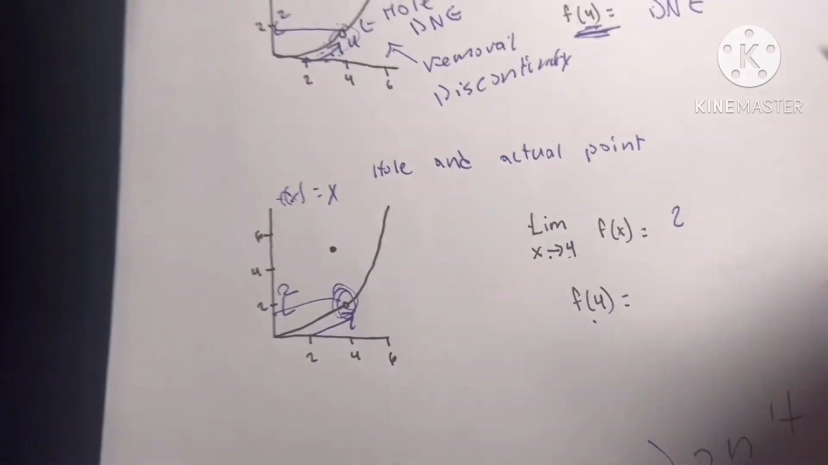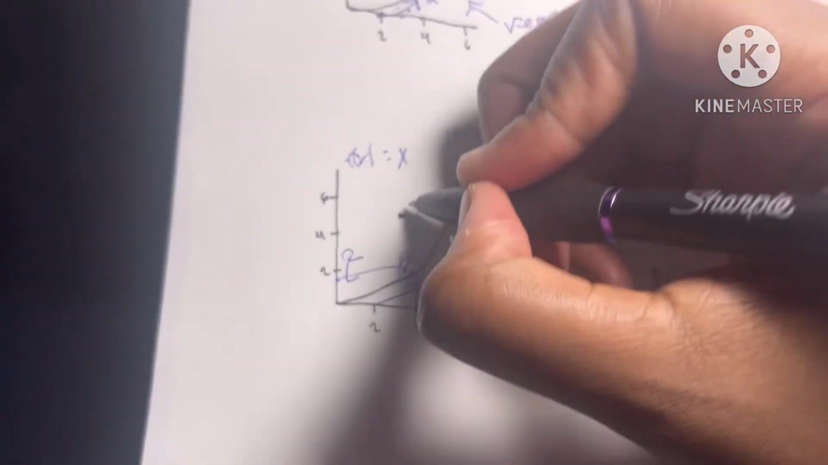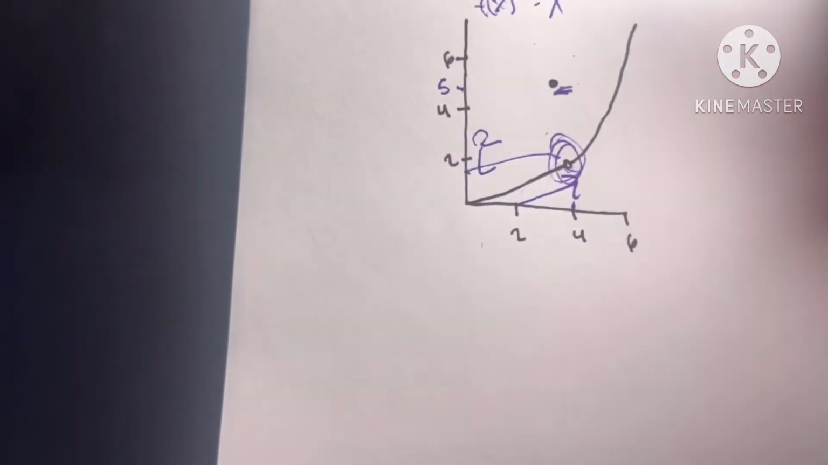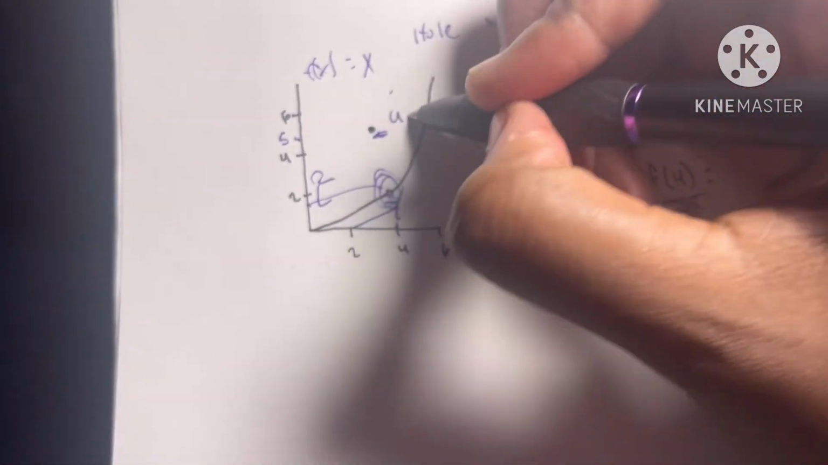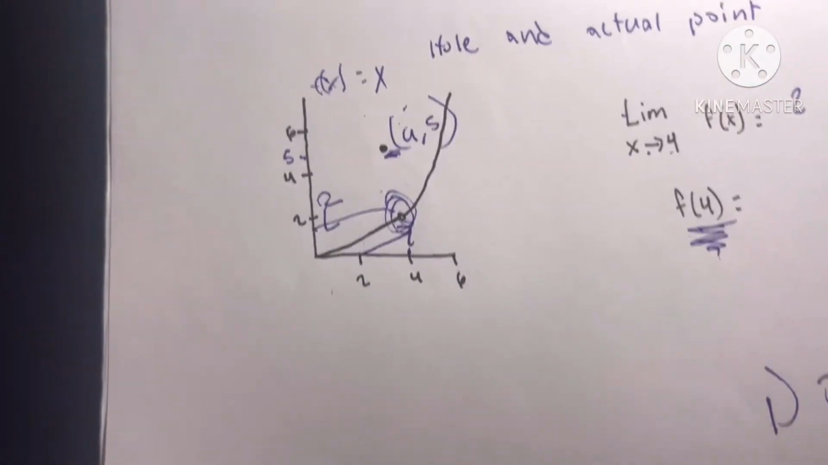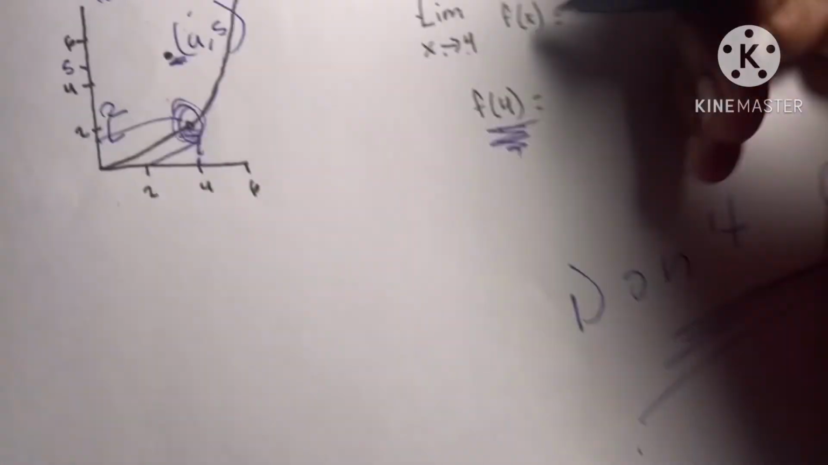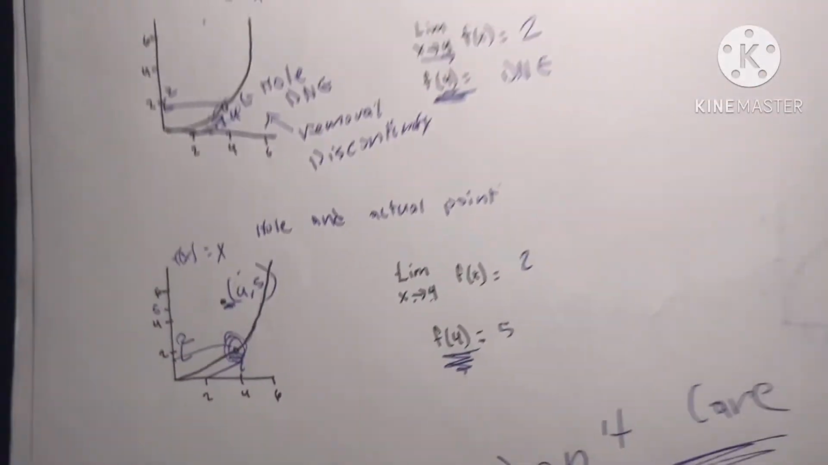Now, if you're going to the actual point, since we're going here, and it has a hole, but on top of it, it has a point right there at, it looks like 5. That looks like 5. So your actual point will be 4, 5. It does exist. It's just not on the continuous line. So f of 4 equals 5. There.